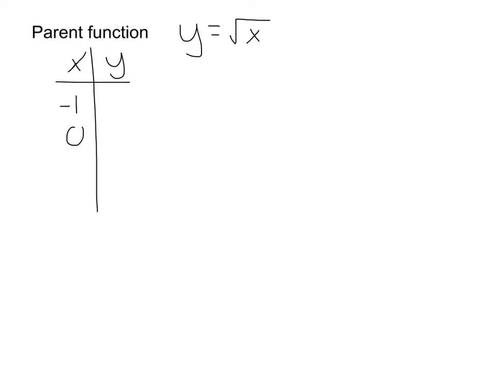The parent function of the square root graph is just y equals the square root of x. So we're going to make a t-chart to find out what it looks like, and I'm just going to pick some negative numbers and some positive numbers to plug into the equation for x. So if we try to take the square root of -1, your calculator should tell you an error, so that means that this is undefined.